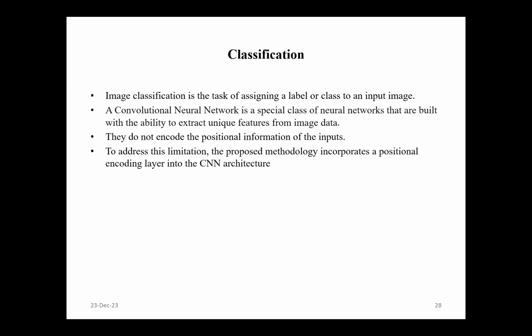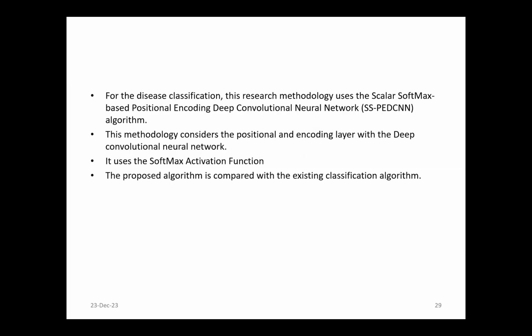And then again the classification. Image classification is the task of assigning a label or class to an input image. A CNN is a special class of neural network built with the ability to extract unique features from image data. But CNNs do not encode the positional information of the input. To address this limitation, the proposed methodology incorporates a positional encoding layer into the CNN architecture, which was not there already. So we have added a further layer, that is a positional encoding layer. For the disease classification, this research methodology used the scalar softmax based positional encoding deep convolution neural network algorithm.